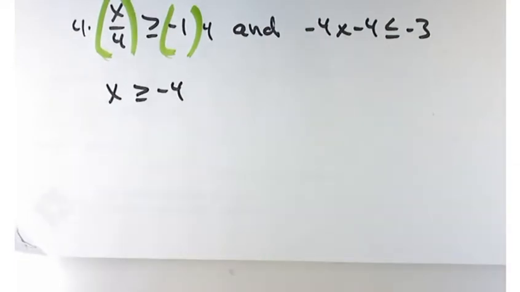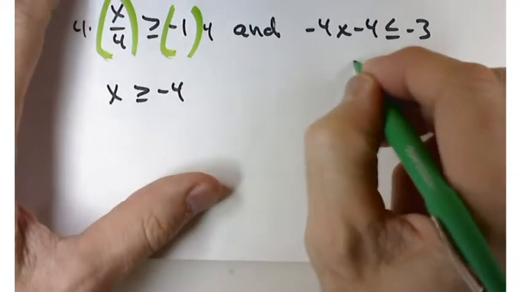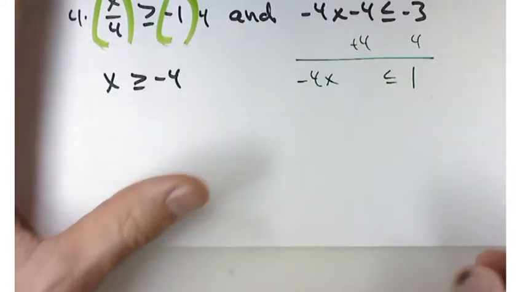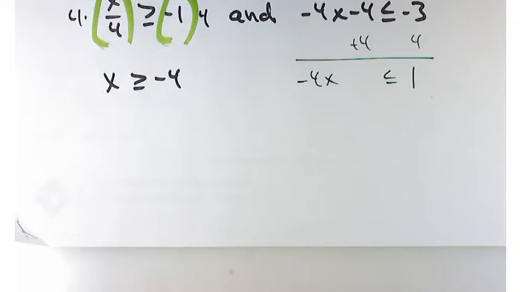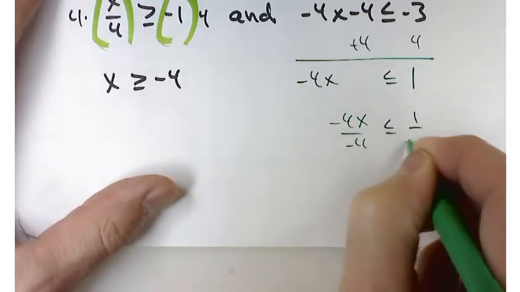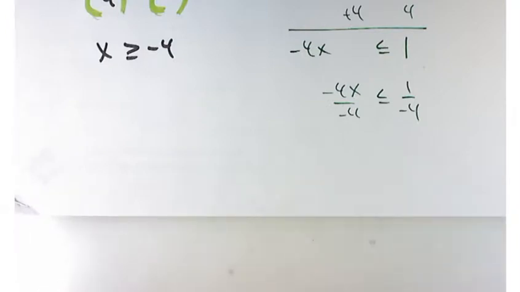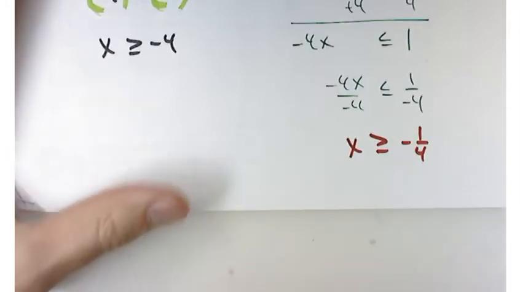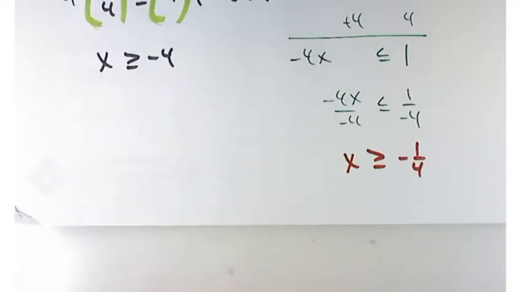Over here with the other one, we need to solve, so a little bit of work to do there. I'll add 4 to both sides. You get negative 4x is less than or equal to 1. Then what? Divide by negative 4. Ah, well done. When you divide by a negative, you have to reverse the direction of the inequality. You got to flip that sign, so it's going to be x is greater than or equal to negative 1/4. So those are the two inequalities that you end up with.